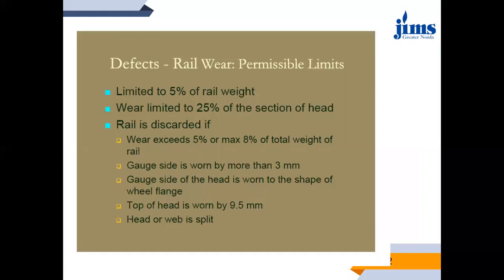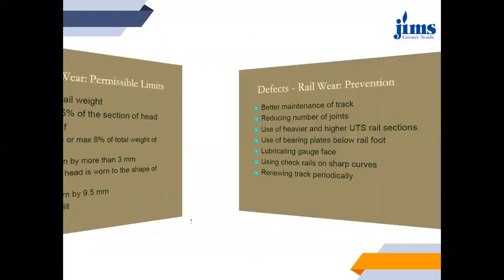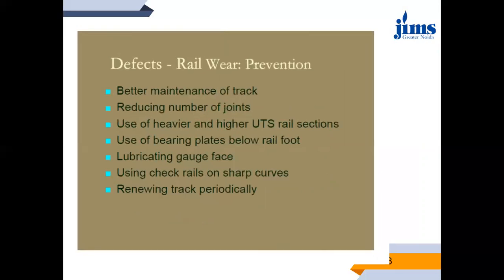Otherwise, what we do is we try to mend the rail on the site itself, and on-site machines are used to mend these rails and fix them under the maintenance part. Now, apart from treating or mending those rails, prevention of these rail wears can be done very easily. This prevention requires certain measures which have to be carried out from time to time. These measures require better maintenance of tracks.